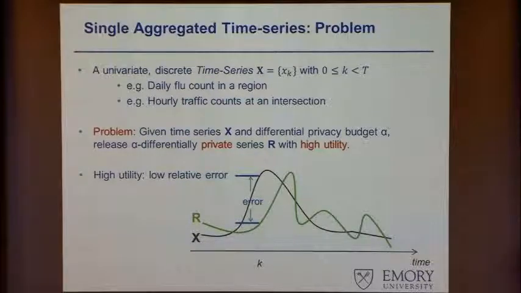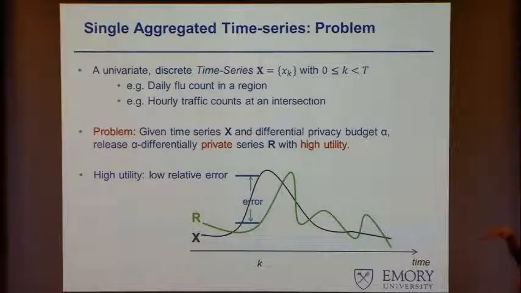So the simplest version of our problem is a single aggregate time series monitoring problem. Here we have a univariate discrete time series X, which consists of a bunch of values X sub k at each individual time point. Here k is a discrete time index varying from 0 to big T, and T is the length of the entire time series that we want to monitor, our monitoring period. And we can see many examples. This X sub k can be the daily flu count in a particular region or the hourly traffic count at a particular intersection on the map.